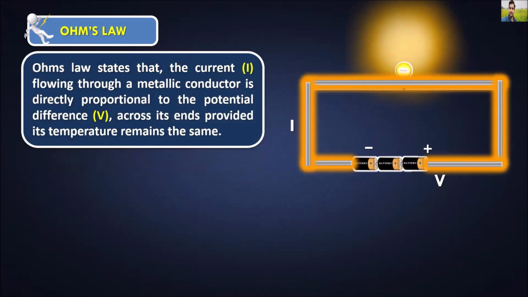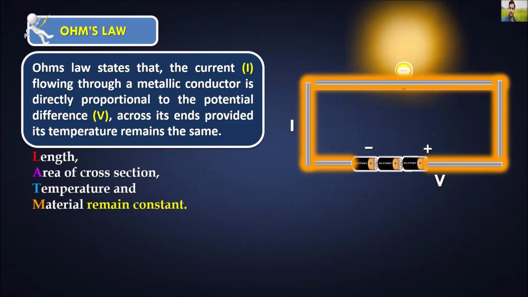So Ohm's law states that the current I flowing through a metallic conductor is directly proportional to the potential difference V across its ends, provided its temperature remains the same. Length, area of cross section, temperature, and material of the conductor should remain constant. Only in that case, Ohm's law is valid.